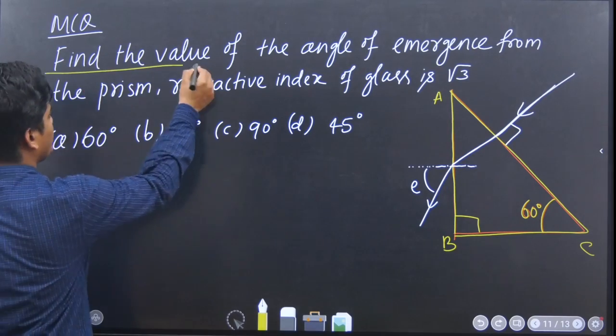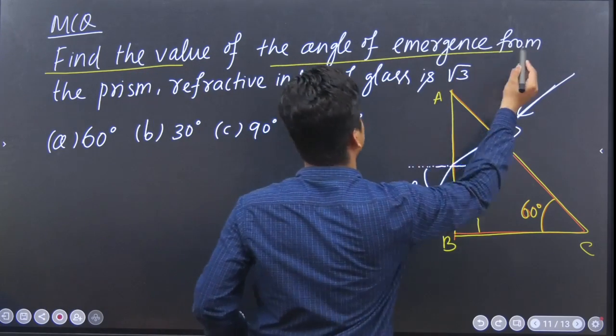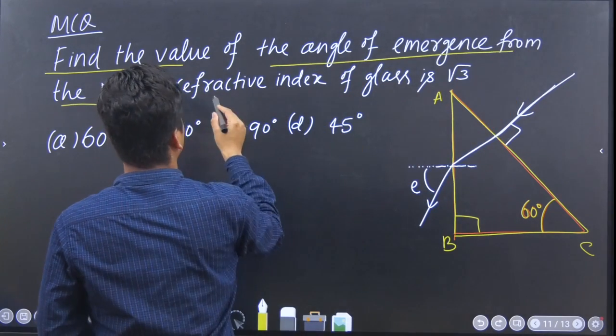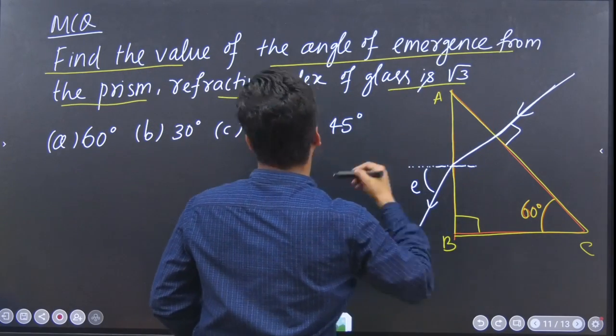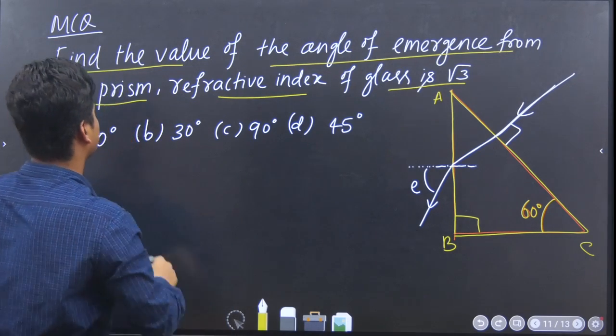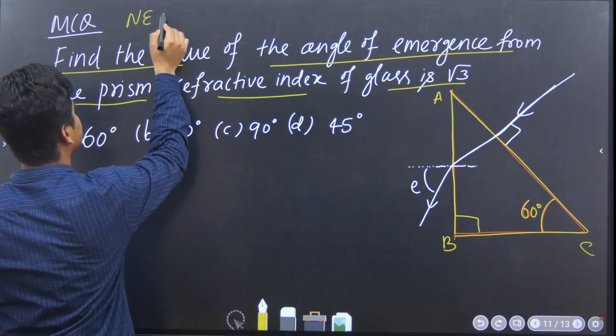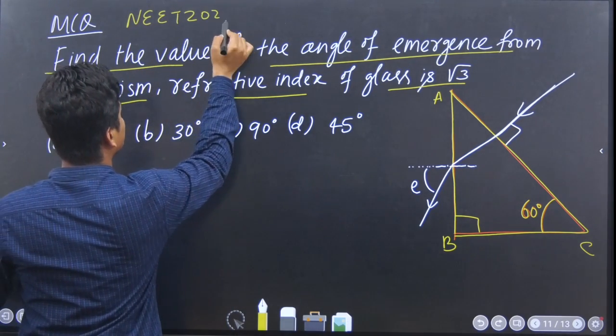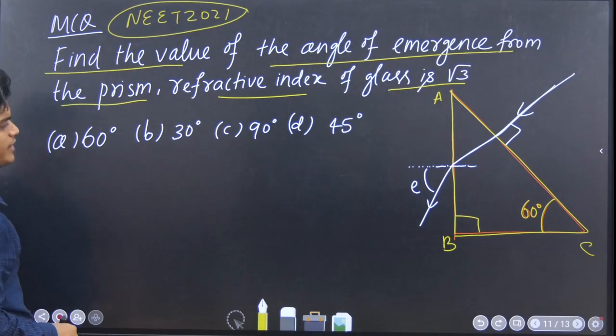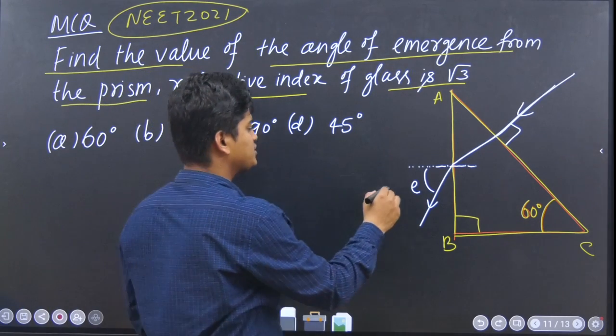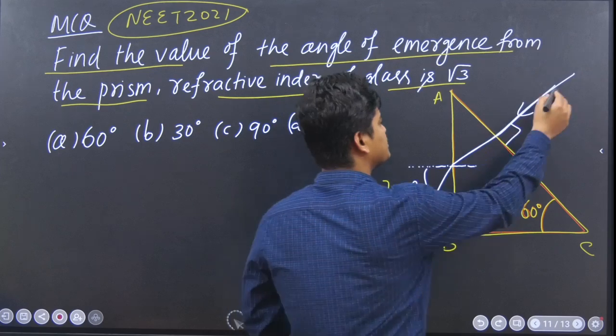Find the value of the angle of emergence from the prism. Refractive index of glass is √3. So, here some options are given. See, this is your NEET 2021 question. Now, here they are telling you need to find this emergence angle, and here this ray of light is coming like this.